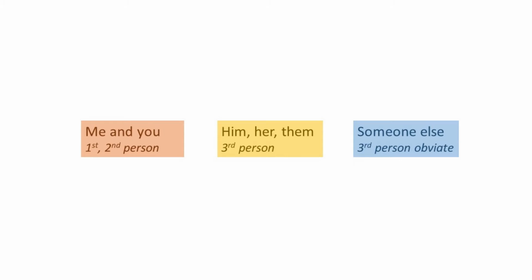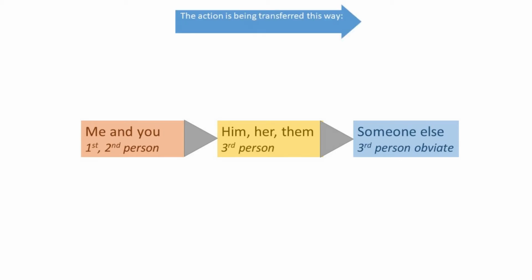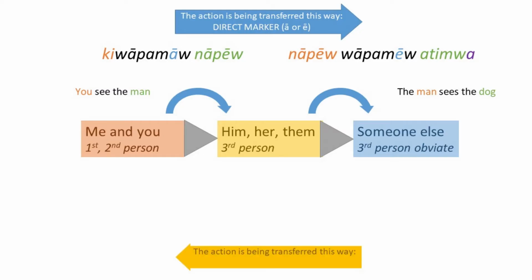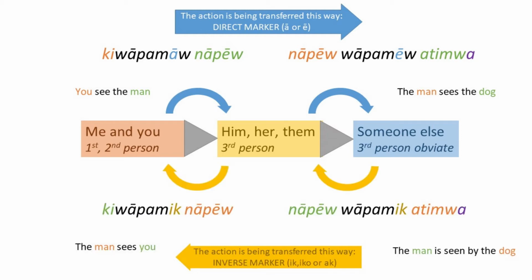Anyway, Plains Cree marks its verbs based on who comes first in the hierarchy, and then marks which direction the action occurs. If the action is happening in this direction, from me and you to him to someone else, the verb takes a direct marker, usually a long a or e that comes towards the end. Because this is the direction that actions are assumed to happen, other direct inverse languages won't necessarily have an explicit direct marker. If the action is happening in the opposite direction though, from someone else to him to me or you, the verb takes an inverse marker instead that looks like ik, iko, or sometimes uk.